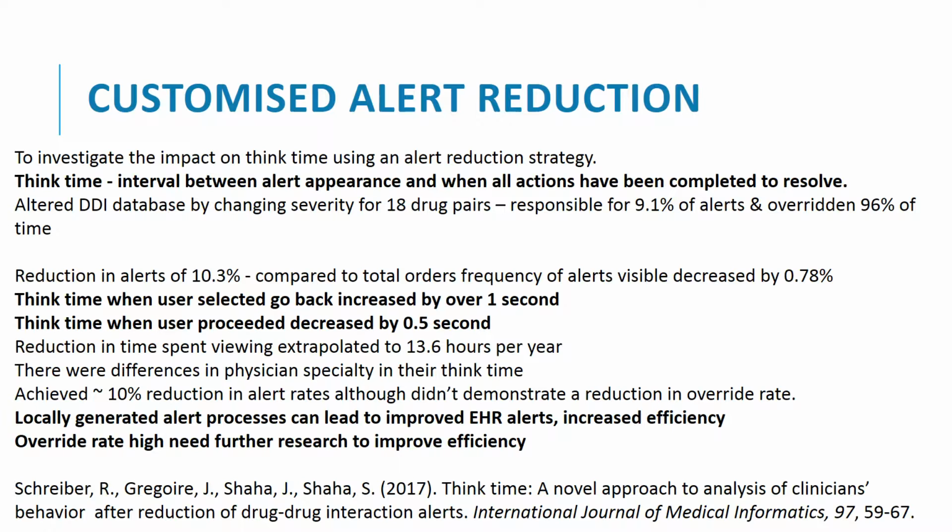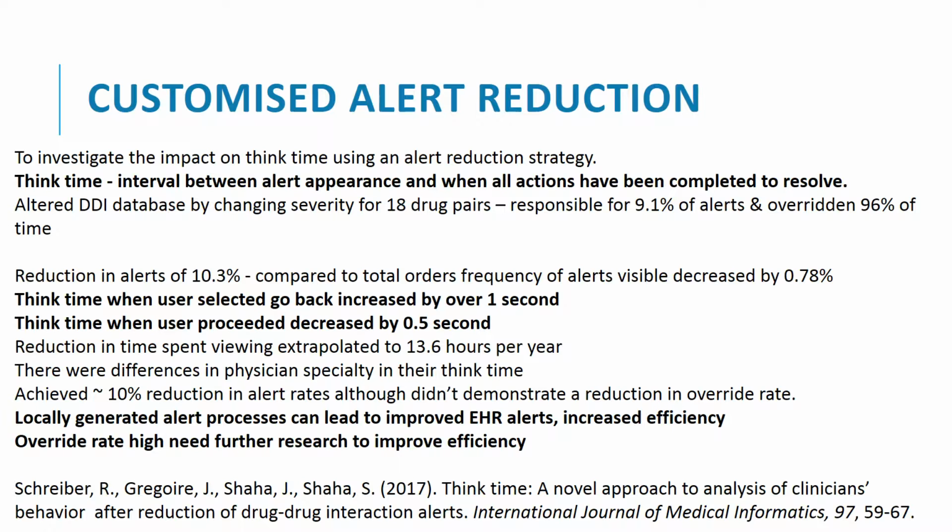They were responsible for 9.1% of alerts and overridden in 96% of the time. They were primarily pharmacodynamic interactions, they were pairs that might have had a synergistic or antagonistic action. So, for example, opioids prescribed with naloxone or anticoagulants with antithrombotic agents.